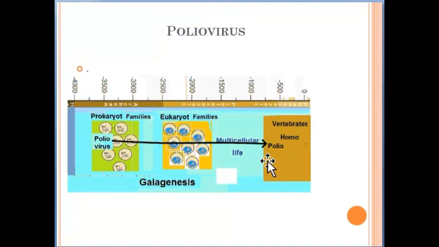So we are talking about poliovirus. Poliovirus was created in cells of prokaryote families, and now we know what happens later, because polio is actually a virus which triggers disease. So this is our story now.